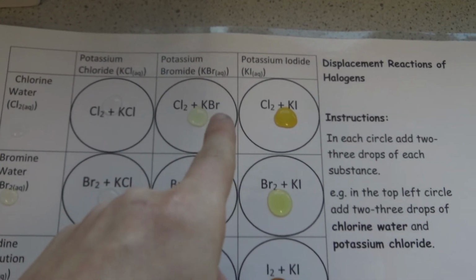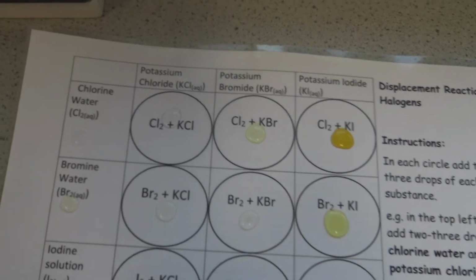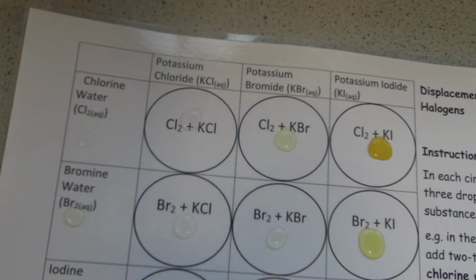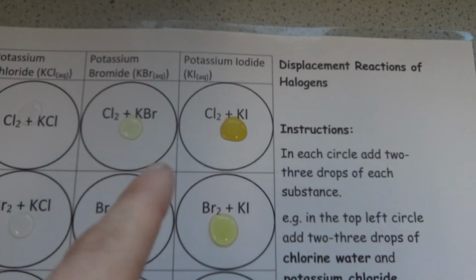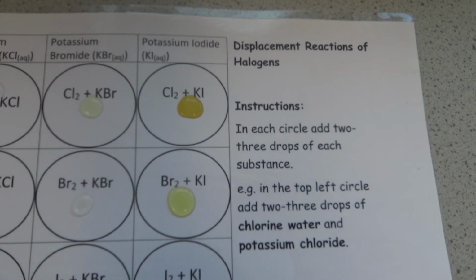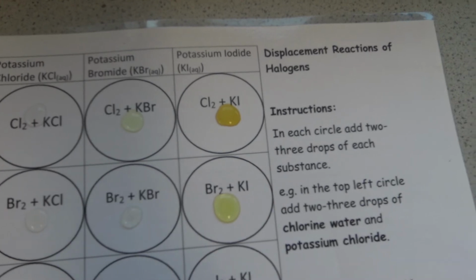However, let's look at the next one, chlorine plus potassium bromide. You can see there's definitely been a colour change occurring here. Look at this colour here of the chlorine water on its own. It's changed here because the chlorine is more reactive. It stole that potassium, hasn't it? It's taken it away, just like in Love Island.